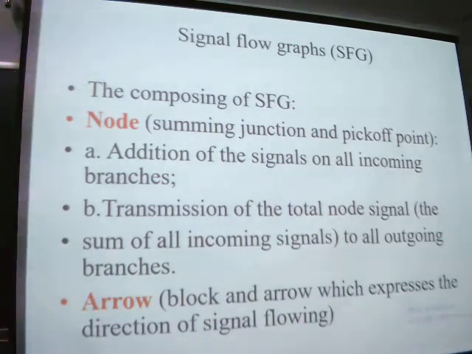Now, the node signal is the sum of all incoming signals. We also include the arrow. What is the arrow? It expresses the direction of signal flow. Here, let's compare these two. One is a block diagram, and the other is a signal flow graph.